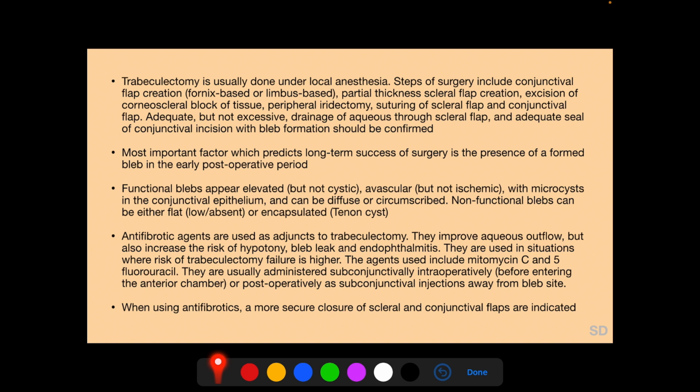They are usually administered subconjunctivally, either intraoperatively before entering the anterior chamber or post-operatively as subconjunctival injections away from the bleb site. When using antifibrotics, a more secure closure of scleral and conjunctival flaps is indicated.